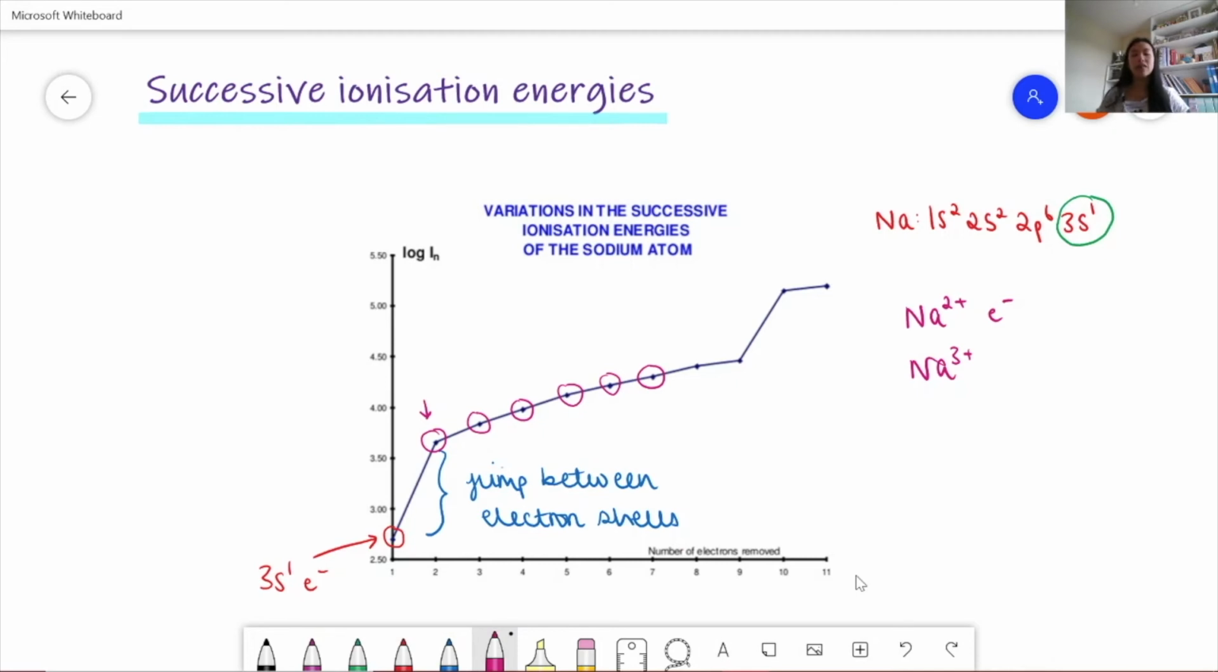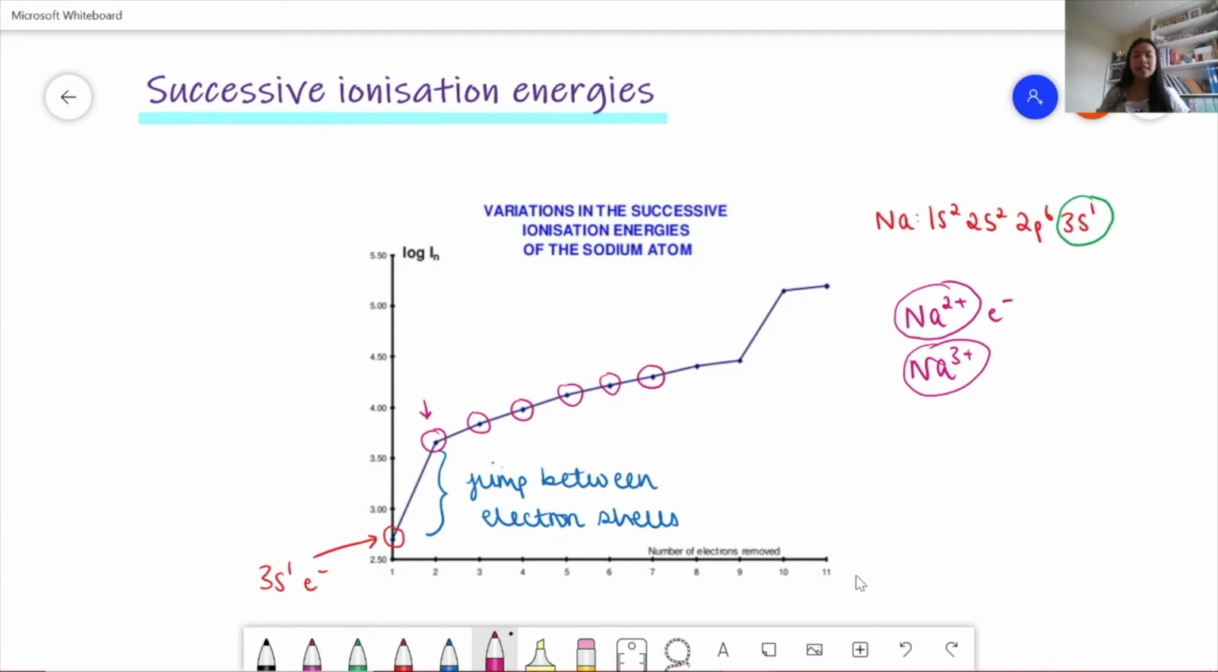So first of all, we're removing an electron from this Na2 plus. But then after we've done that, we then need to remove the next electron from an Na3 plus, which will be stronger than the 2 plus. And so that outer electron will feel a bigger force towards the positive nucleus. And so that's why the ionization energies increase during an electron shell, or the subshell, which is 2p.